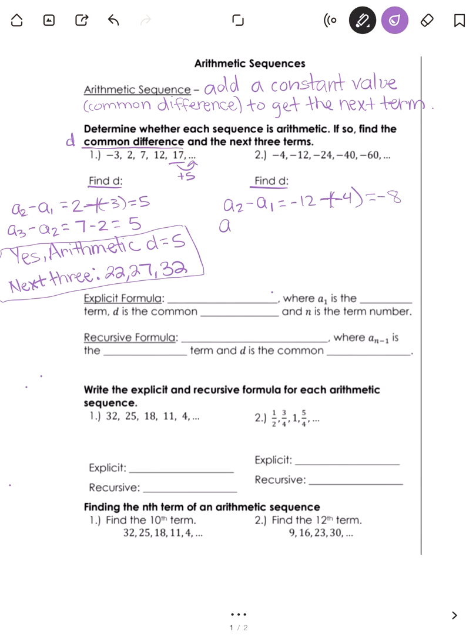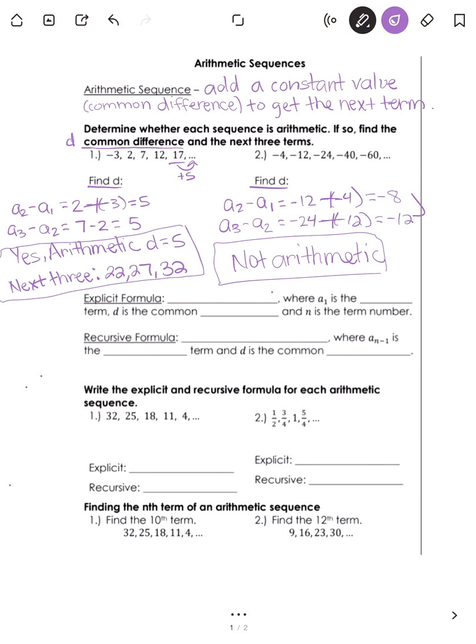Then I take the third term and subtract the second term. So I have -24 minus a -12. Again, two negatives make a positive. It turns into a -12. I see these two numbers are different, so this is not arithmetic. And that would be my answer for this one.